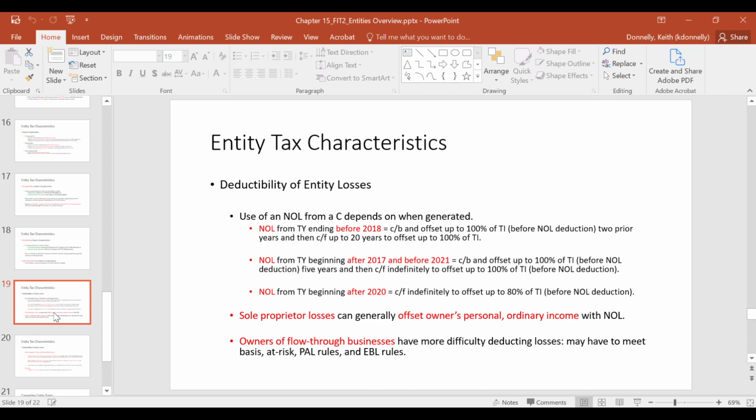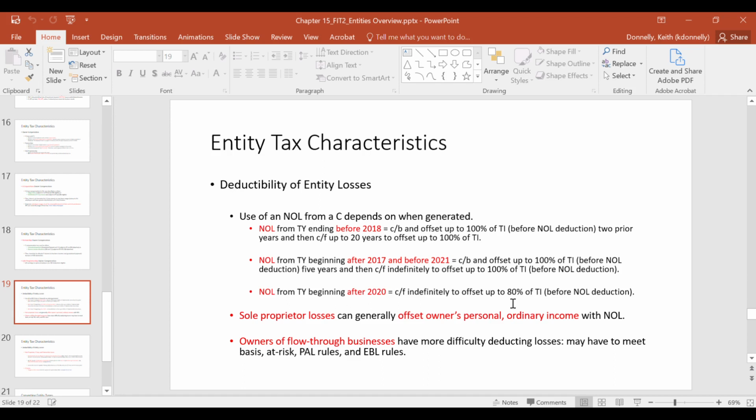If you have an NOL after 2017 and before 2021, you can carry it back 5 years and then forward indefinitely. And if you have an NOL after 2020, this is the most modern rule. To give you some perspective, they changed this under the TCJA. That's why it's all funky. But the rule right now is if you have an NOL from a corporation during the year, just roll it forward to the next year's tax return, where you can offset up to 80% of taxable income. So they made it a little bit less generous. You can't offset all of your taxable income.